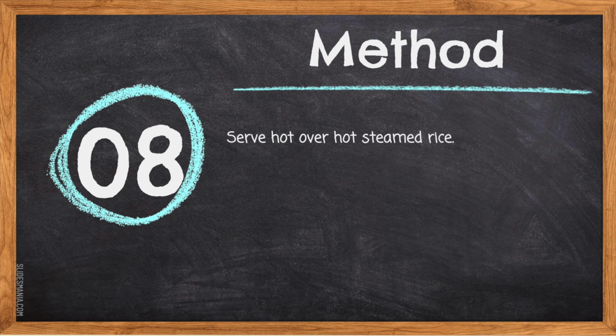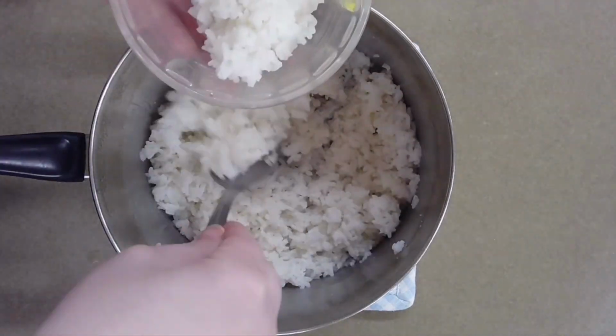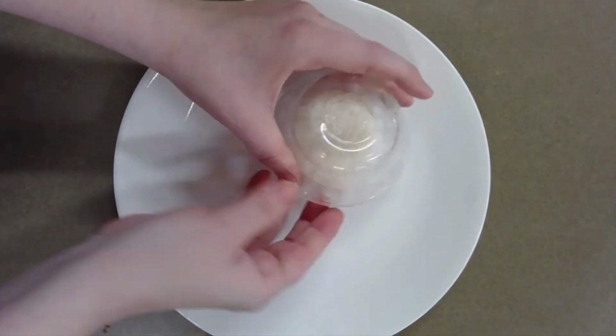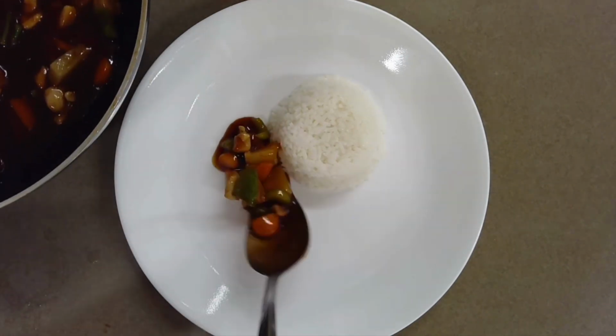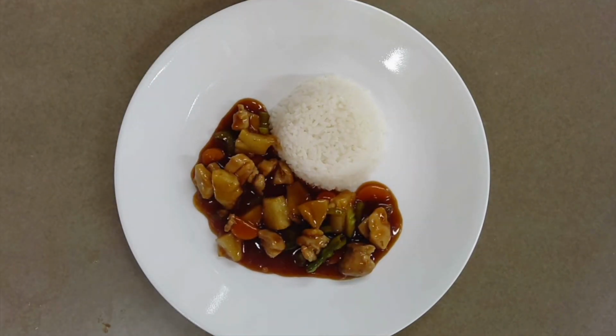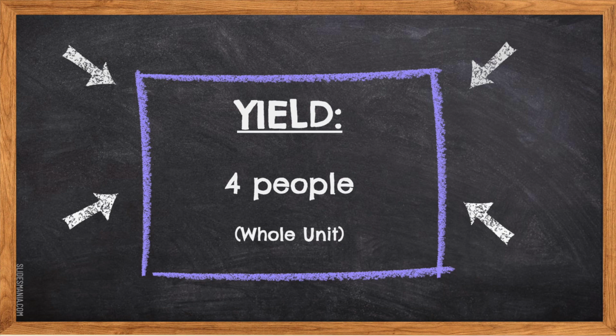Step 8. Serve hot over the hot steamed rice. This is a perfect dish to learn how to plate your food in a more artistic, appealing way. That way you get your appetite excited just by looking at it. I'm going to use a custard cup to help pack some rice in and form a shape on my plate. And then I'll put the sweet and sour chicken around it. And if I have any leftover celery leaves, I'll use them to garnish my plate. Go ahead and give plating a try and let your creativity run wild. The yield for this recipe serves 4 people, the whole unit.